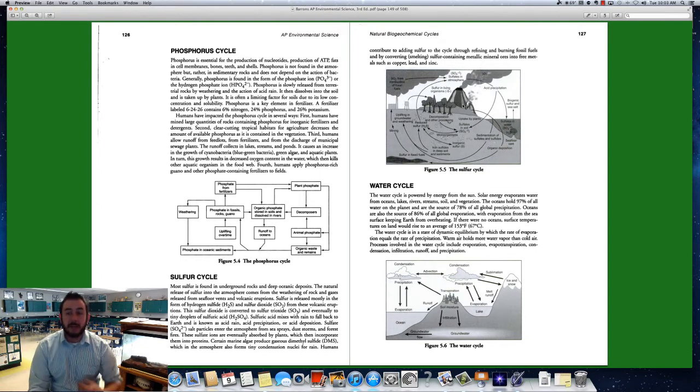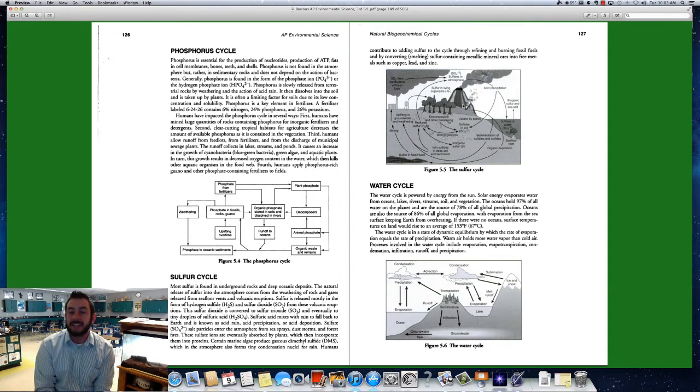All right, and the final cycle is the easiest of them all, because you probably remember it from middle school or elementary school. This is the water cycle, aka the hydrologic cycle. The water cycle is powered by energy from the sun, solar energy, evaporating water from lakes, oceans, rivers, streams, soil, even vegetation through transpiration. That kind of stimulates the whole cycle to go.